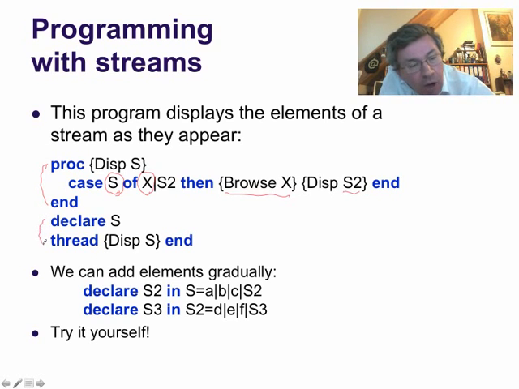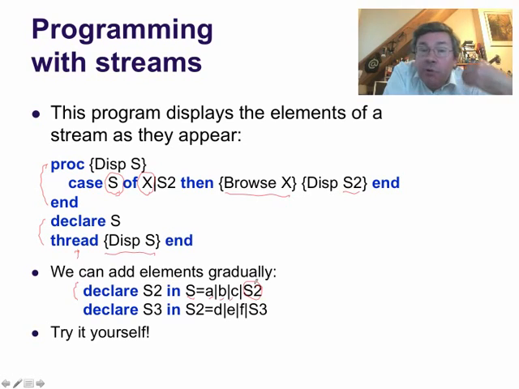And now we declare a global variable accessed by S, and we run disp S in its own thread. Now when we bind S, we're adding elements to the stream, and this is considered sending on the communication channel, and we will display. So if we do S equals a, b, c, S2, we will display a, b, c. And then when the disp function reaches S2, it will wait, because the case statement behaves like an addition. If its argument is not available yet, because it's unbound, it just waits.